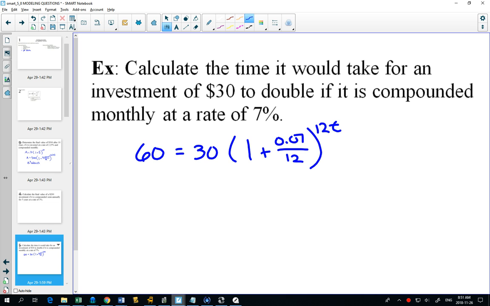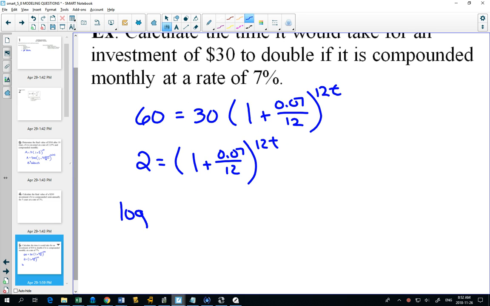In this equation, could you see that you could divide both sides by 30? If you divide both sides by 30, this becomes 2 equals 1 plus 0.07 divided by 12, to the 12t. If we do that, that'll make our life with logarithms a little bit easier. We're solving for something in the exponent. We can take the log of both sides, or natural log. Are you okay if I bring that 12t out in front already?